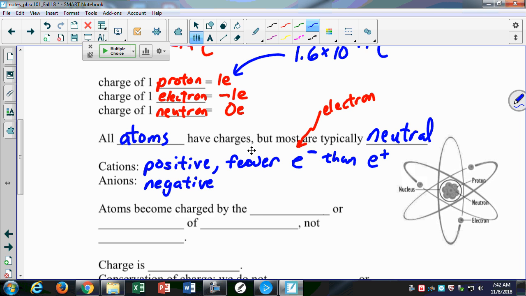So if I have an atom, the nucleus is made up of that many protons, and then it's surrounded by electrons. Is that a cation or is that an anion? Anion. That's an anion, right, because it has 5 electrons and 4 protons. Okay? And if I had more protons than electrons, it'd be a cation. Atoms become charged by removal or addition of electrons.